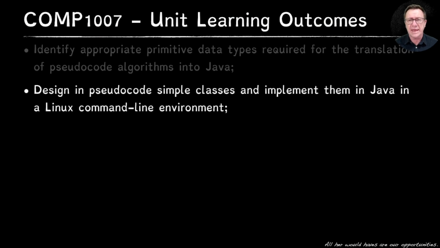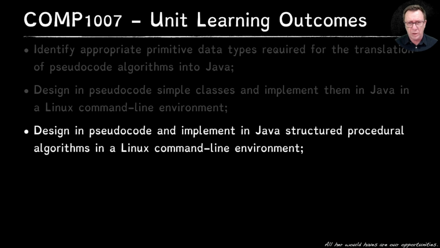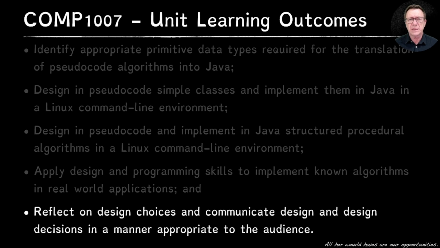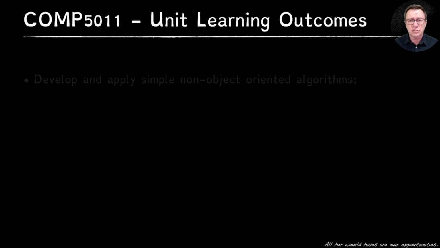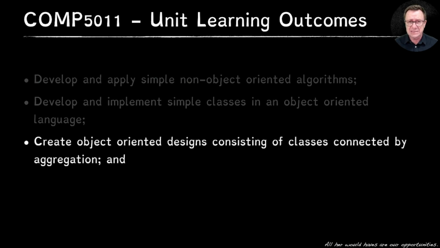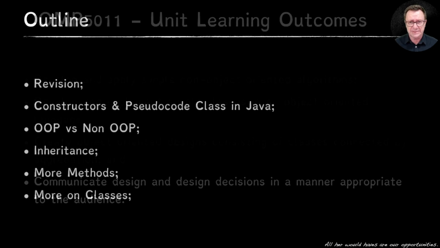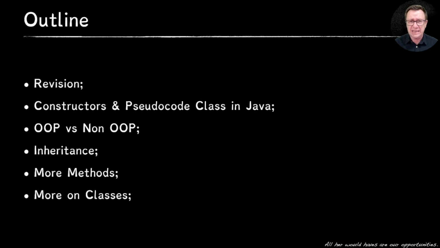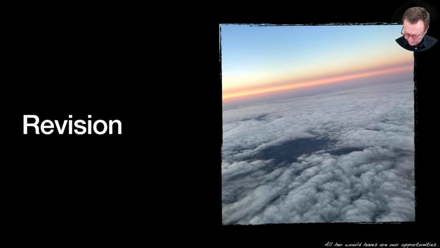So Comp 1007, our unit learning outcomes, this is what it's all about. I'm just going through it pretty quickly, but everything we do ties back to these. And if you're a 5011 student, everything we do for you ties back to these unit learning outcomes. Our outline for this set of classes is as such. So, without further ado, let's get rolling.